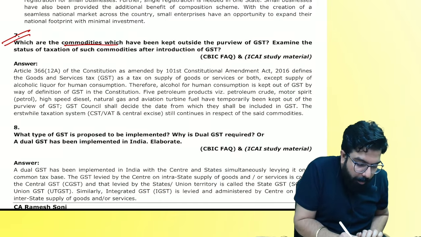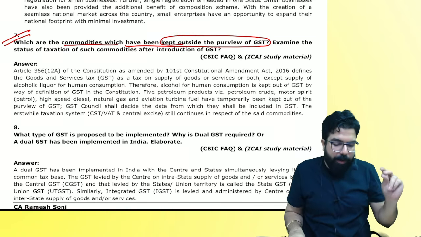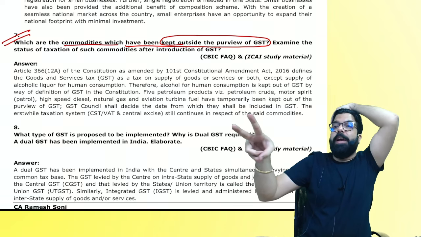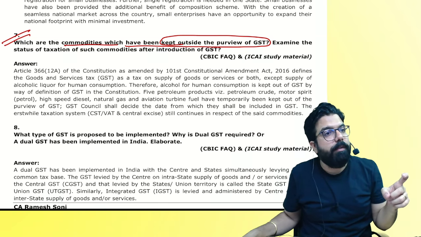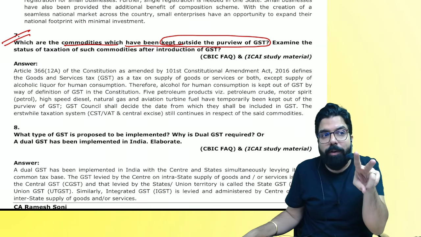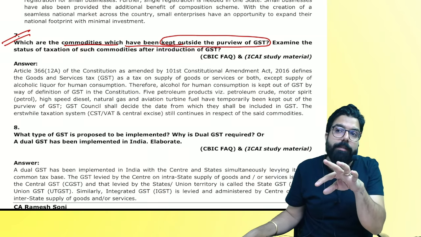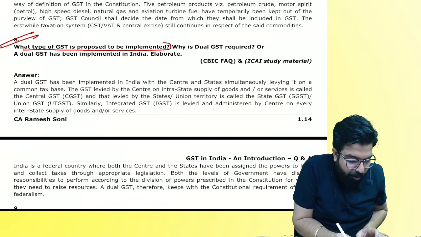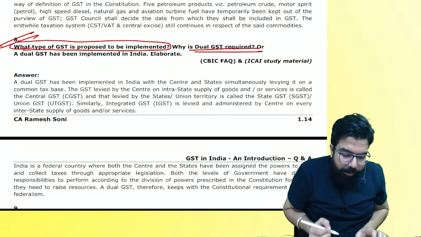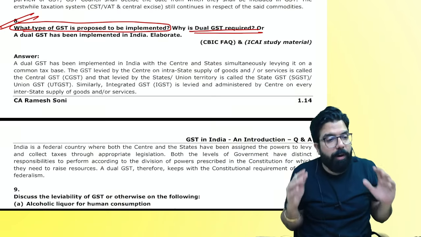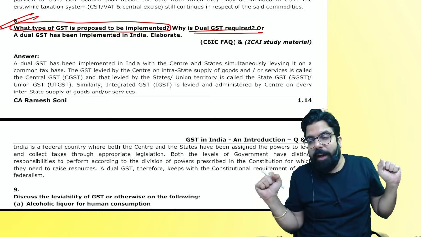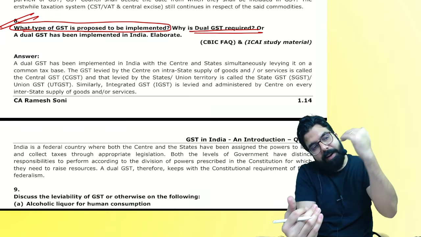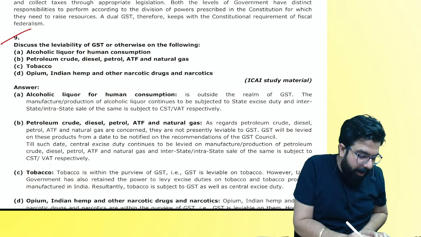Next. What are the commodities which have been kept outside the purview? Can you tell me what are the two commodities which are out of GST as of now? HSD, petroleum, and alcoholic liquor for human consumption. For petroleum, what is the tax? Central excise duty and VAT or CST. Alcoholic liquor, state excise duty, VAT and CST. Next. Which type of GST is proposed to be implemented in India? Which model, everyone? Dual model. What happens in dual model? Both central and state government levy GST concurrently. Central government will charge what, everyone? CGST. State government will charge, everyone? SGST.